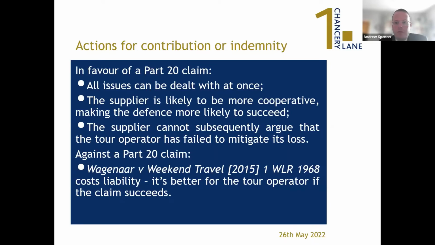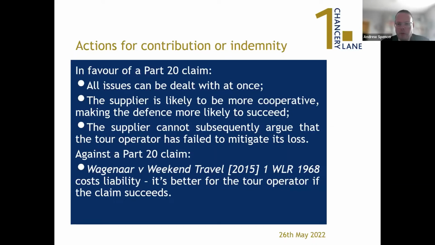You've also got no prospect of the supplier arguing down the line that the tour operator somehow failed to mitigate by arguing in a certain way, or not taking certain points, or not trying to get certain evidence. But there is one big factor against a Part 20 claim, and that is the way that the costs rules work. So imagine if the defendant succeeds, then the claimant's claim is subject to QOCS, and the costs order in the defendant's favour is probably not going to be enforceable.